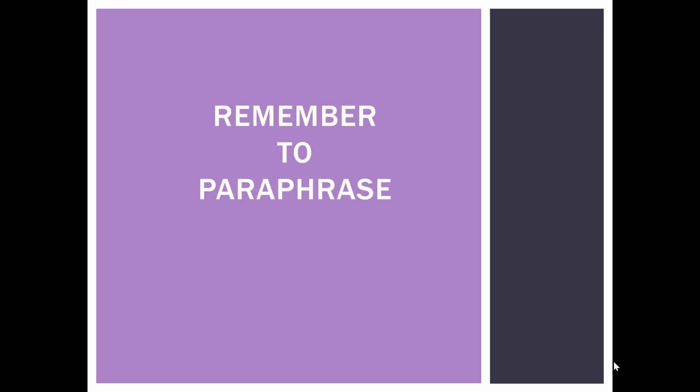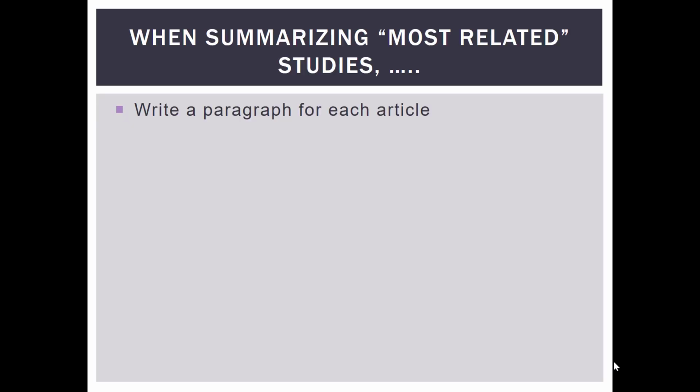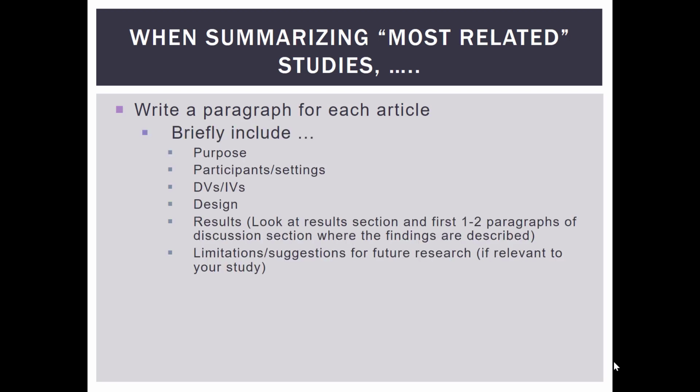Remember, in reviewing related literature, to paraphrase. When summarizing most related studies, write a paragraph for each article and briefly include the purpose, participants, settings, dependent variables, independent variables, design, results. In fact, look at the results section first. Then write 1 to 2 paragraphs of the discussion section where the findings are described. Highlight limitations for future research. This is all in your notes. Not every single piece of this will end up in the article introduction that you ultimately develop.